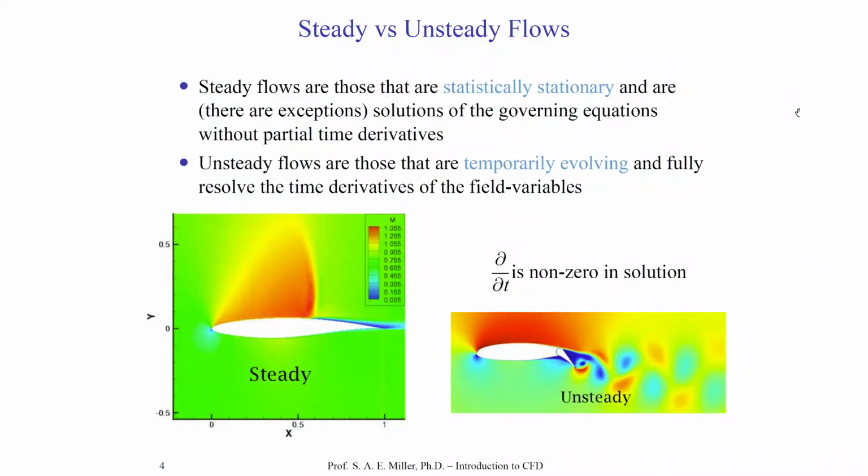In this particular slide, I've shown two examples of the so-called steady and unsteady flows. In the lower left, we've shown one particular airfoil, the S809 airfoil. And we've shown contours of Mach number, which are shown here by my cursor, from 0.005 to 1.335 in the red. You can see that a shock wave has formed above the airfoil.